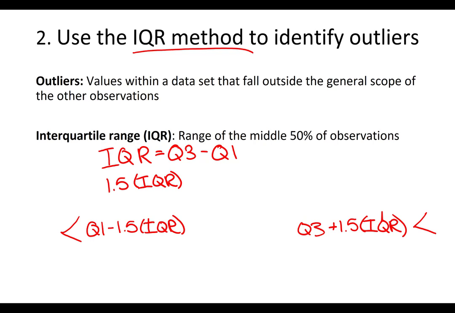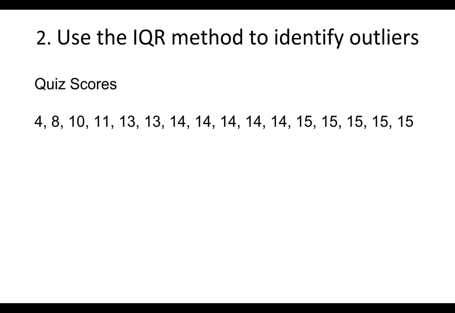There are other objective ways to identify outliers, but this is the only one that we'll cover in this course. This is the method that Minitab Express uses. Let's look at one example. Here we have a list of quiz scores from 16 students. We want to identify any scores that are outliers.